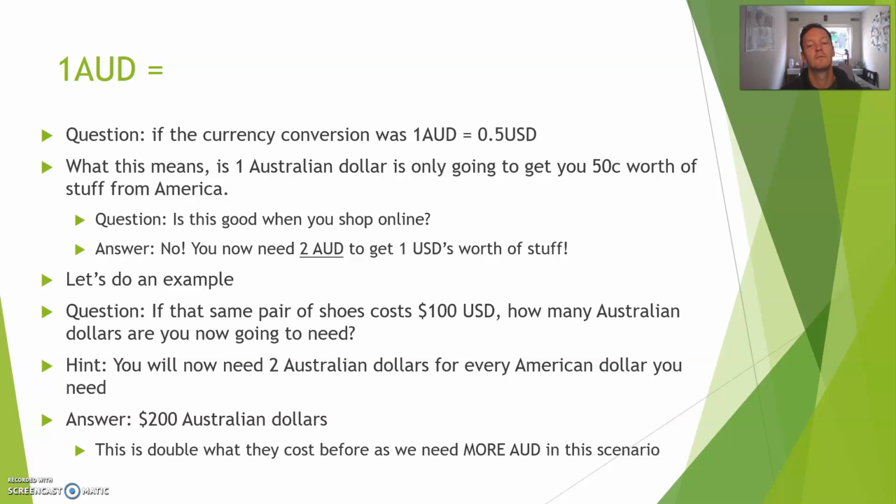This is double what they cost before because we need more Australian dollars. The Australian dollar here is weaker because before it was getting 1 whole American dollar, now it's only getting half an American dollar. So we need lots more of our Australian dollars for the American.